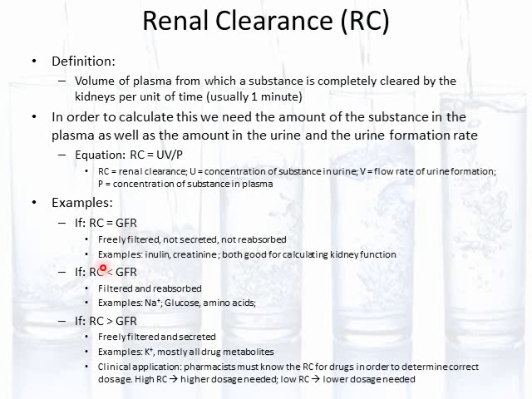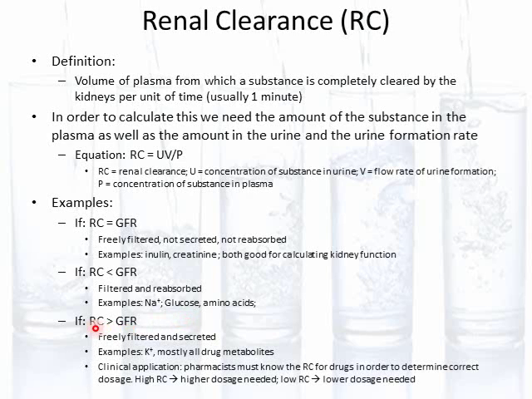Now, the other example is if renal clearance is lower than GFR. If renal clearance is lower than GFR, then we know that the substance is filtered and reabsorbed. So, meaning that we put it into the filtrate when it went through the kidneys, but we brought some of it back. That's what reabsorb means. Okay, so sodium happens this way, glucose, amino acids, things we want to bring back because the body still wants to use them.